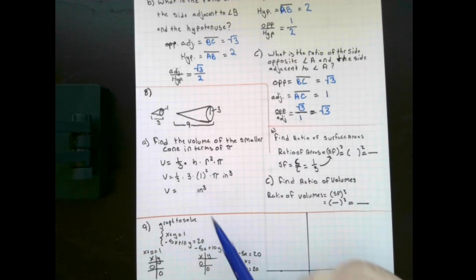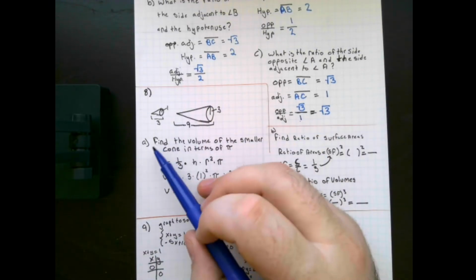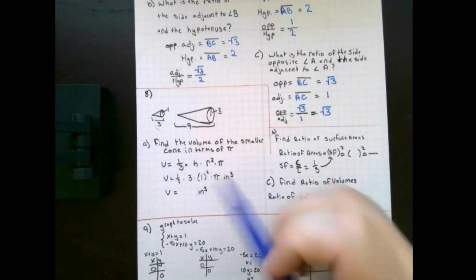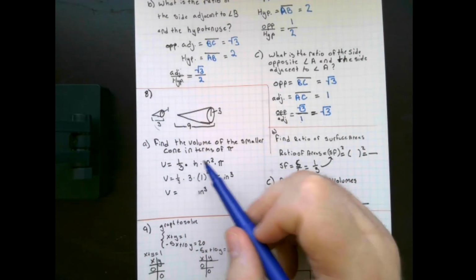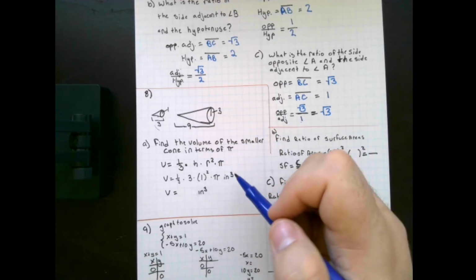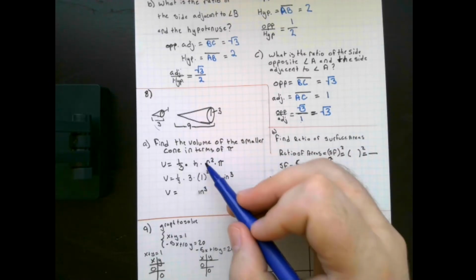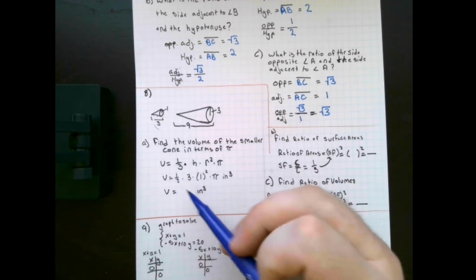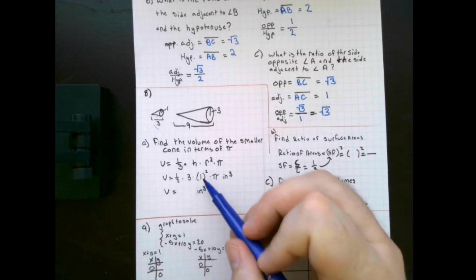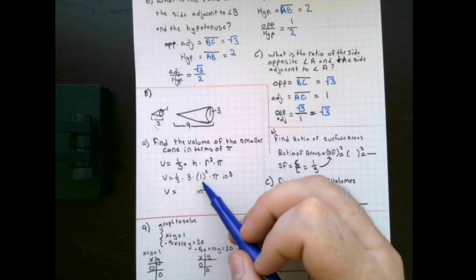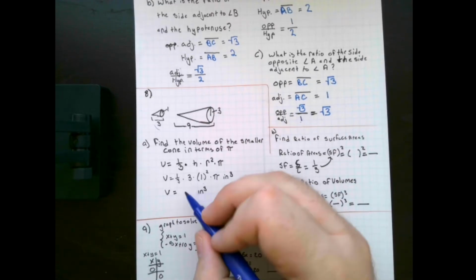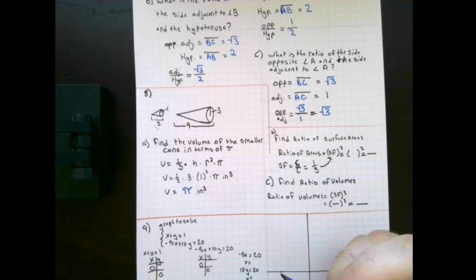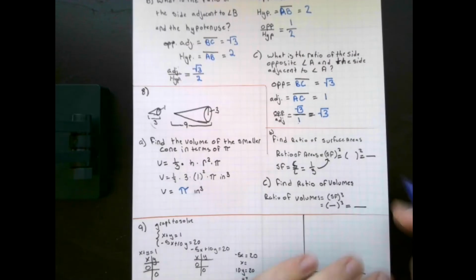Question number 8 is a 3-part question. Part A says to find the volume of the smaller cone, right here, in terms of pi. Now the volume of a cone is 1/3 times the height times the radius squared times pi. Our 3 dimensions being height, radius, and radius. Now, 1/3 of the height, which is 3, is just 1, and 1 squared is 1. So I'm going to have 1 times 1 times 1 times pi. So I'm just going to have pi inches to the power of 3, pi cubic inches.